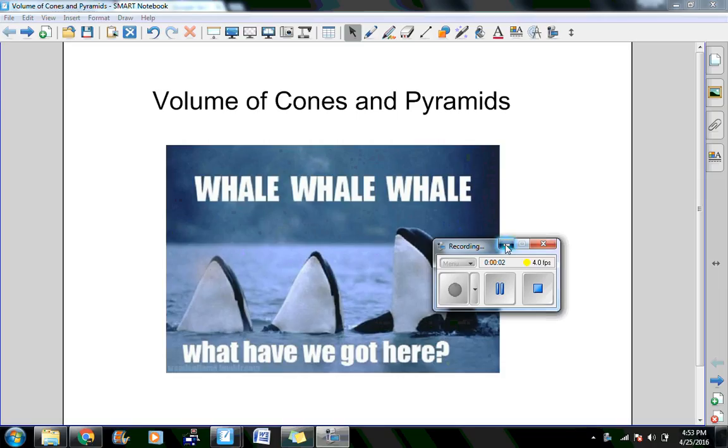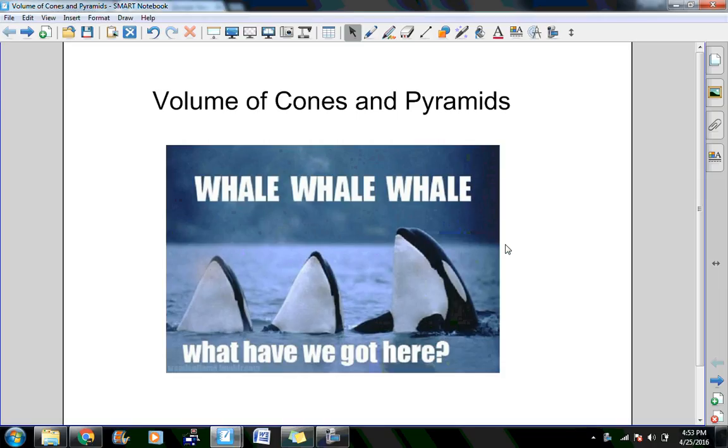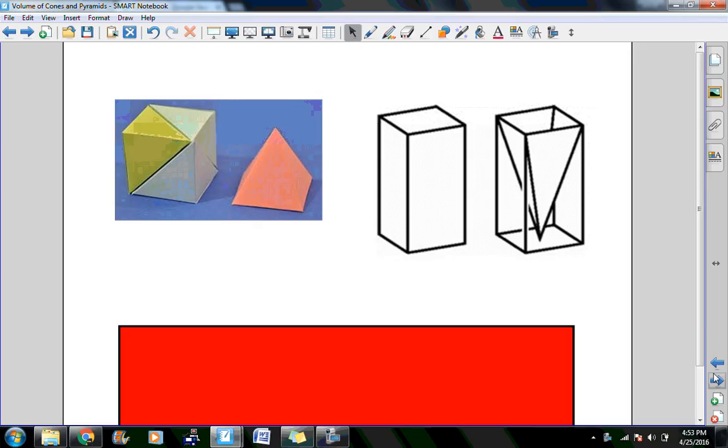This video is going to cover the volume of cones and pyramids. And you should have at this point already covered the volume of prisms. Reminding you that a prism is any shape where the front and the back are equal. A cone or a pyramid is different by design because the top and the bottom are not the same.